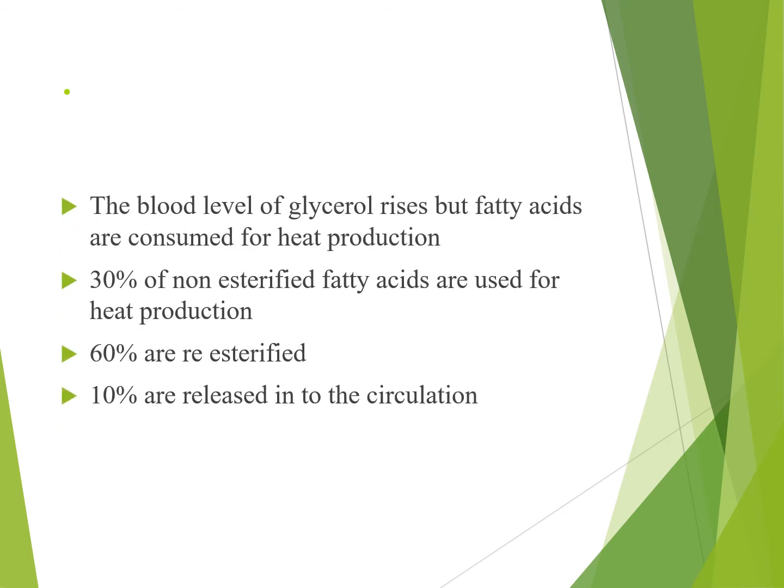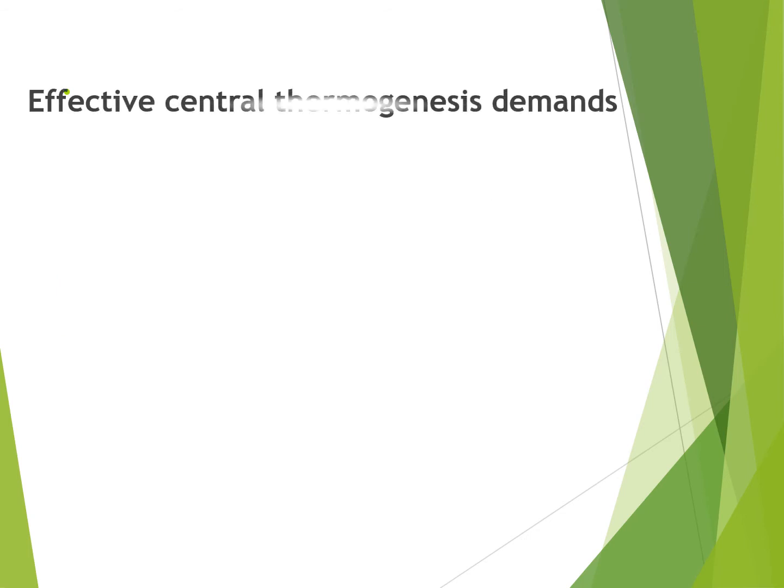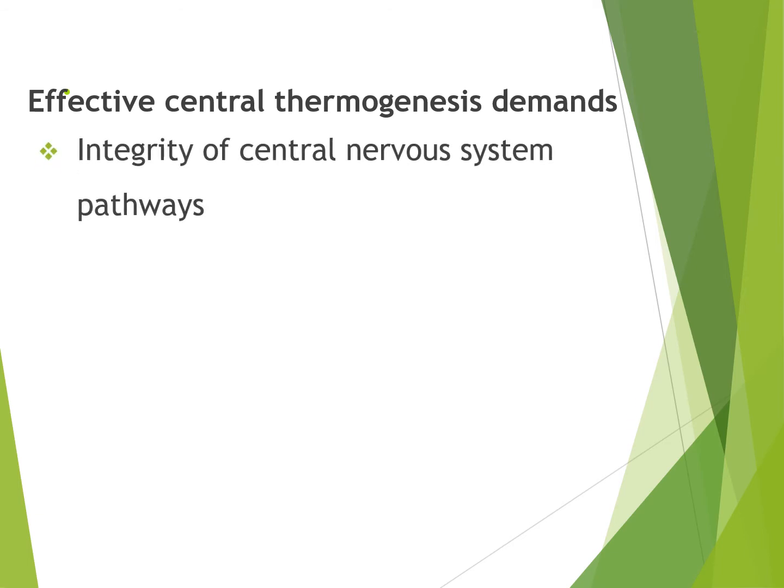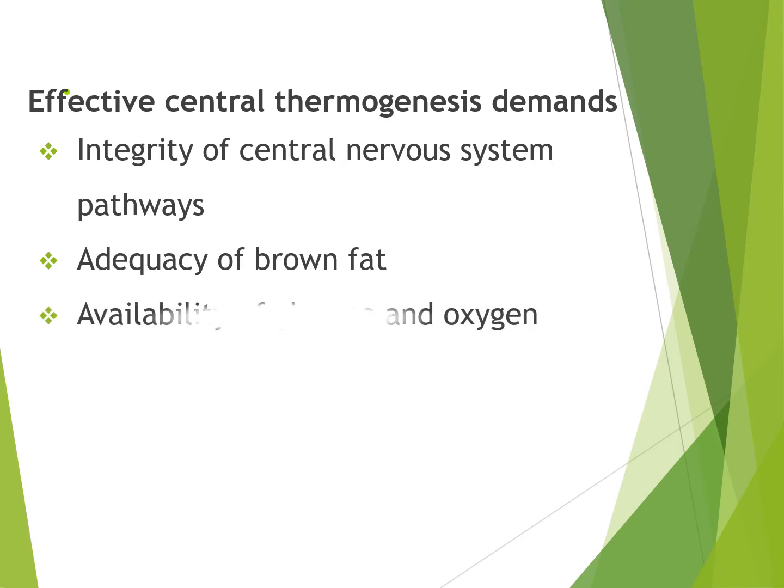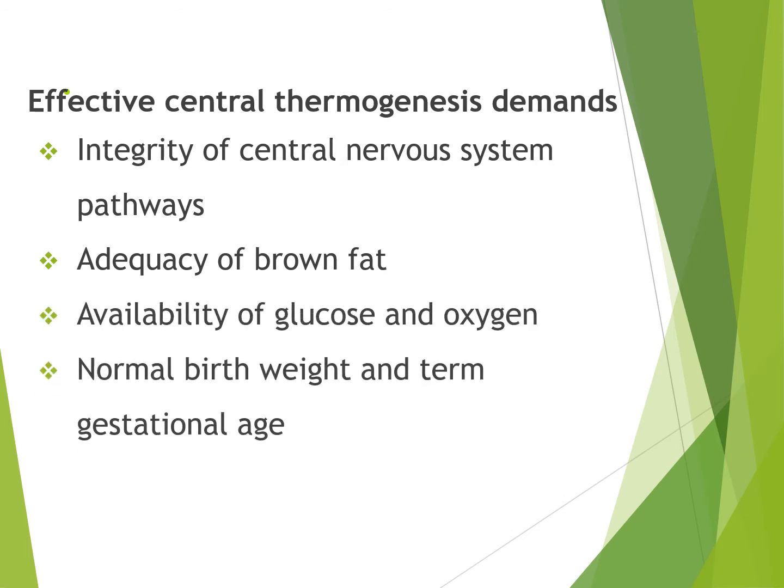The blood levels of glycerol rise, but fatty acids are consumed for heat production. And 30% of non-esterified fatty acids are used for heat production, 60% are re-esterified, and 10% are released into the circulation. Effective central thermogenesis demands integrity of the central nervous system pathway, adequacy of brown fat, and availability of glucose and oxygen, normal birth weight, and term gestational age. So it depends on those things.